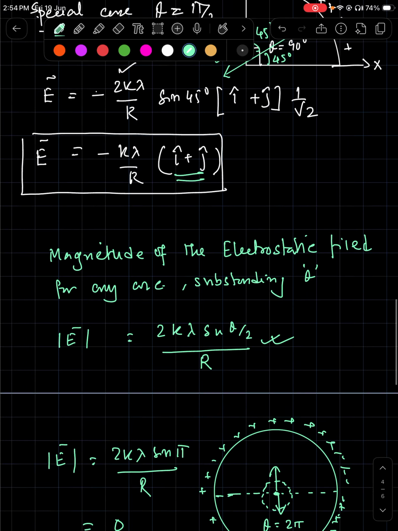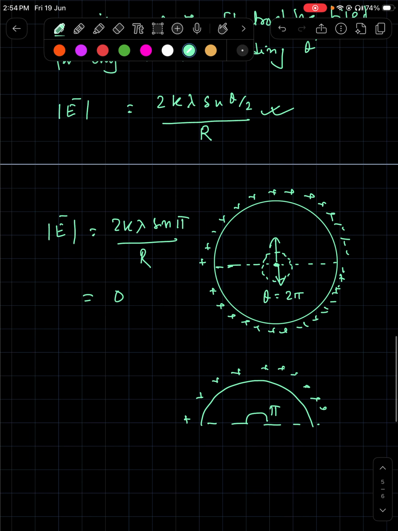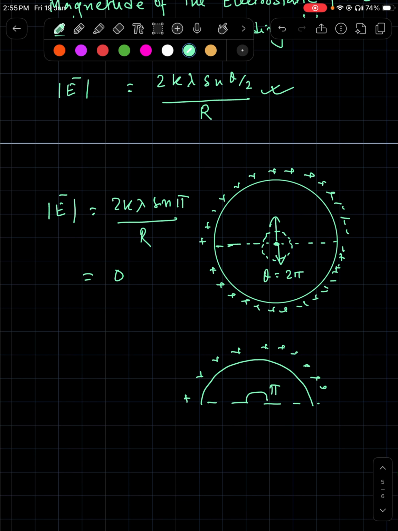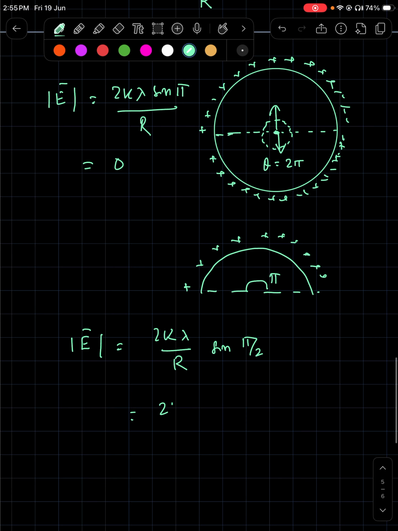So in this case, we can write the magnitude of the electric field, which becomes a very well known fact: 2k lambda by r. Sine pi by 2 is 1. So it becomes 2k lambda by r, and it is pointing downward.